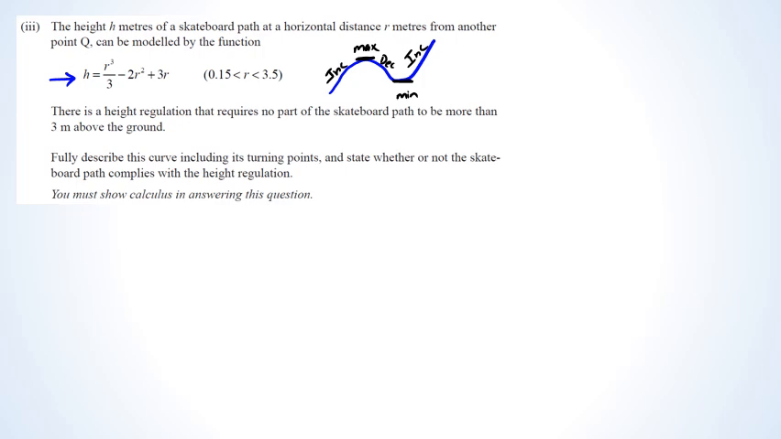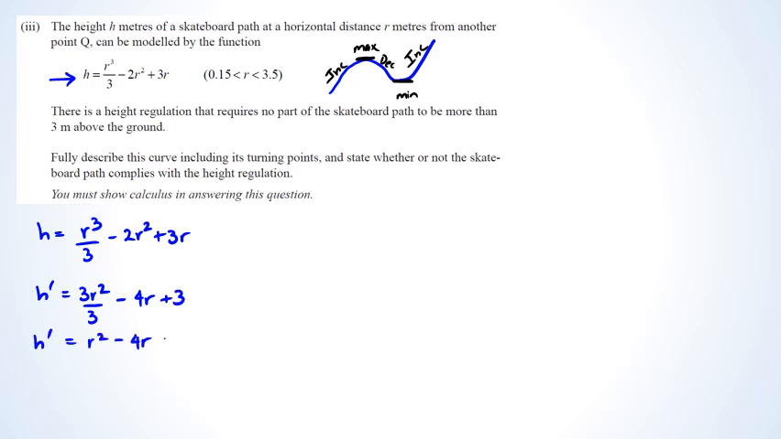So what we're going to do is figure out where these turning points are. The first thing we're going to do is write down our equation and work out what h dash is. So h dash is going to equal 3r squared over 3 minus 4r plus 3. Simplifying this, we have r squared minus 4r plus 3. We want to know when the gradient is equal to 0, so we're going to have to solve the equation.